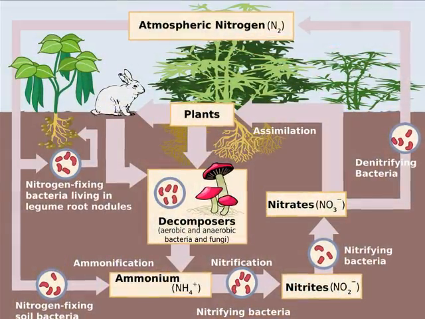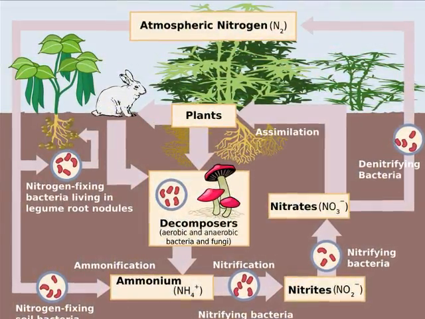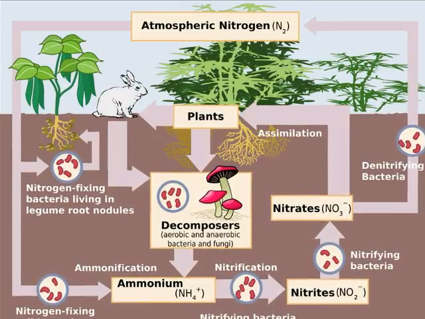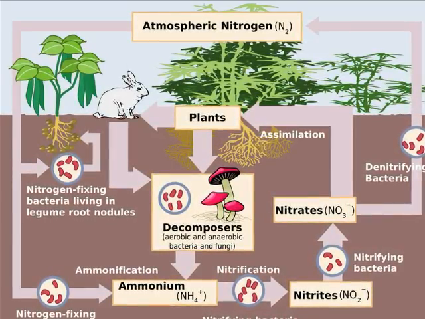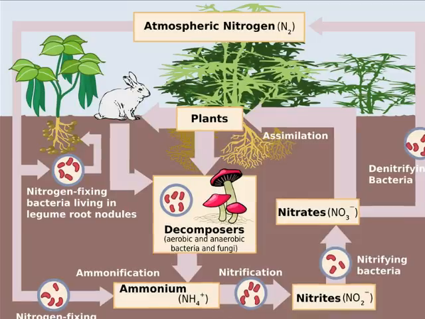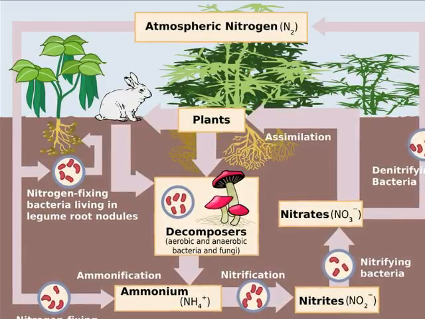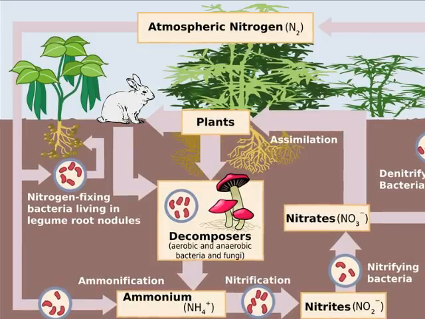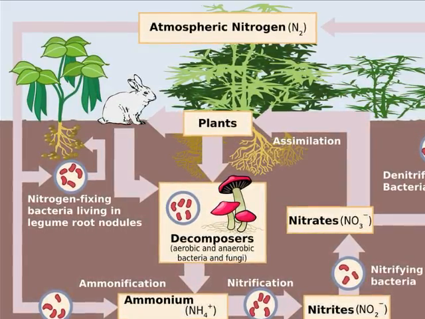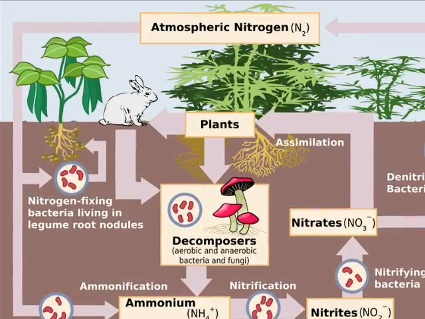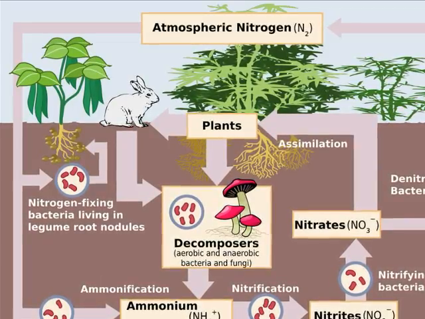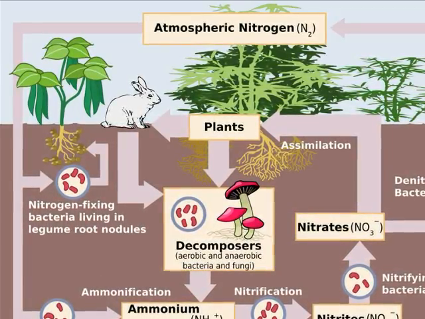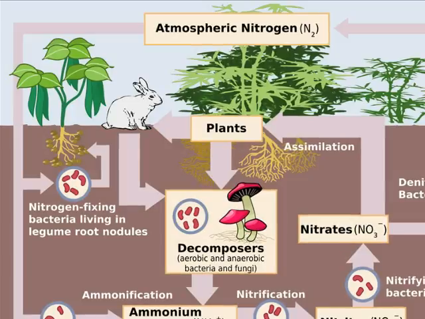To recap, nitrogen gas from the atmosphere is transformed into ammonium by bacteria in the soil through a process called nitrogen fixation. Plants, which are primary producers, take up and use ammonium through their roots. Animals then eat the plants and deposit waste and remains, which are returned to the soil by bacterial and fungal decomposers in a process called ammonification.